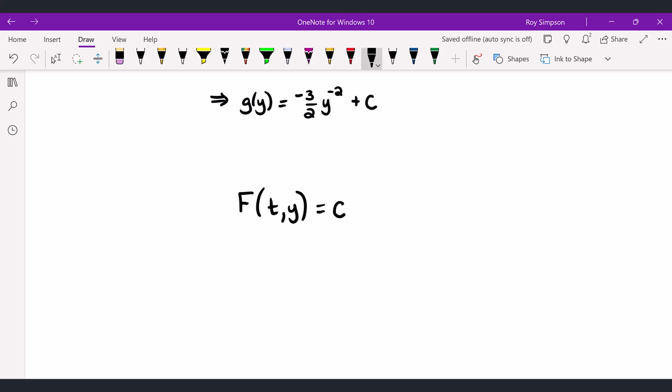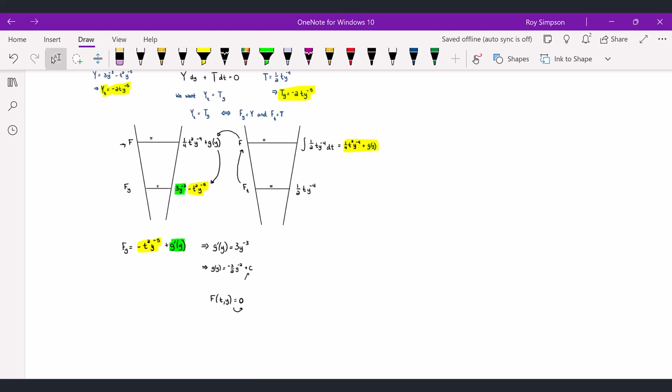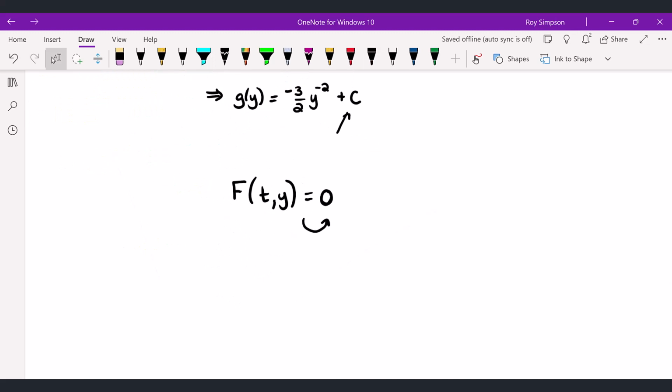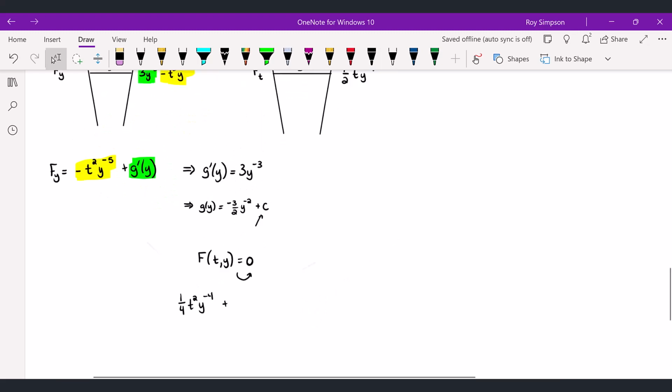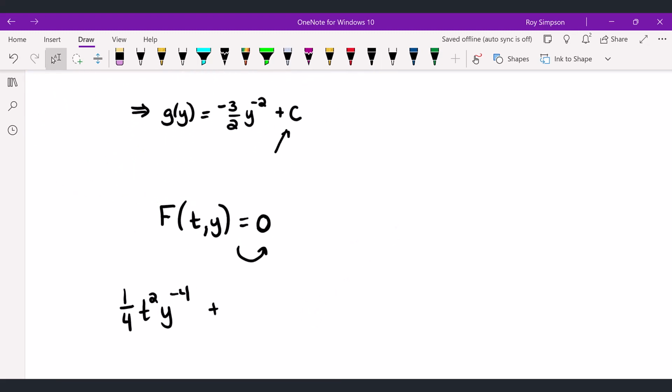And I personally like to say it's equal to 0, only because when I go through the process the way that I do it, this constant of integration right there is actually going to be moved over to this side eventually. Let's see how this works. So up above, and I'll highlight in blue right here, this piece is actually what f of t comma y is. So let's go ahead and plug that in to our implicit solution right here. And remember, we had a plus g of y. We've just found out what g of y is. It's a -3/2 y to the -2 plus c, and that is equal to 0.